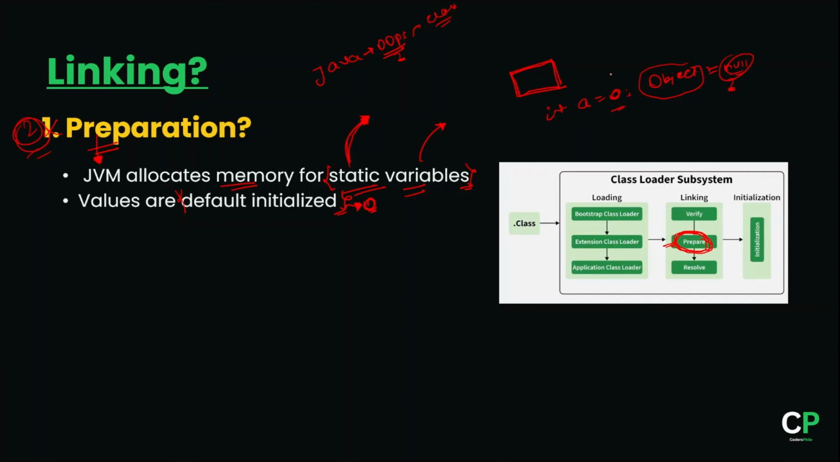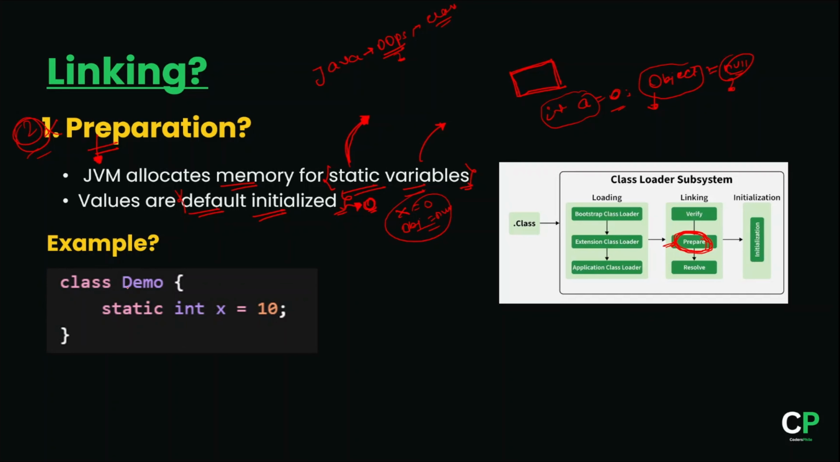If you are not familiar with the data types, you can watch my data types in Java video on the Codersphile channel. So in the preparation phase, the values are default initialized. For integer, the default value is 0. For object, the default value is null.